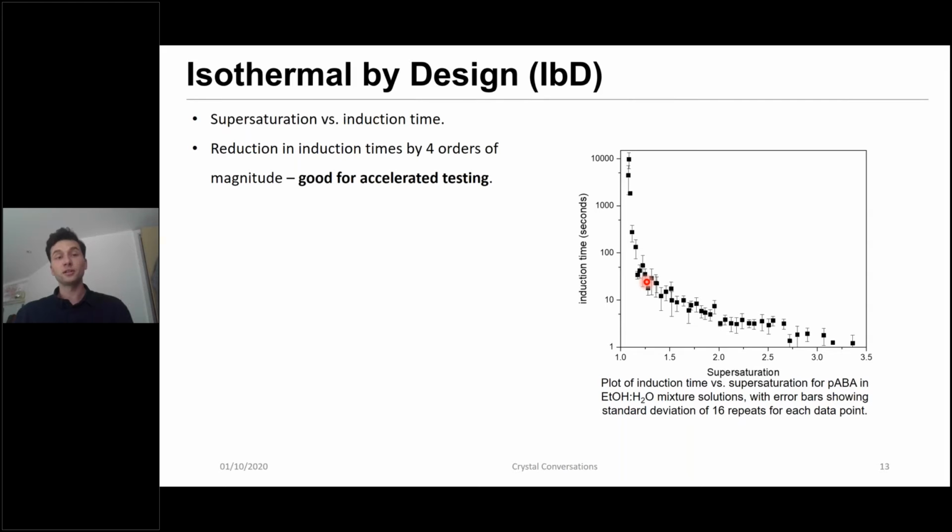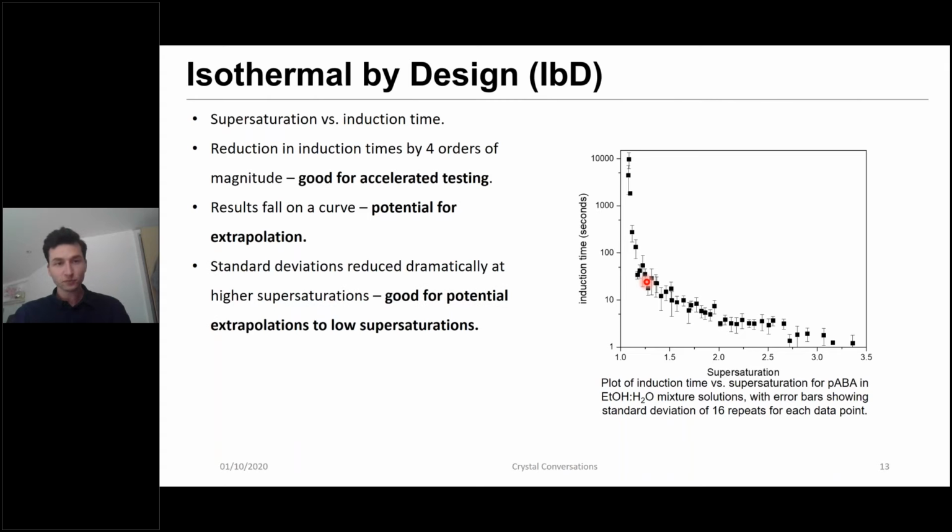So overall, the reduction in induction times was around 4 orders of magnitude, and that's great if we want our accelerated testing capabilities. What's also very nice is you'll notice that results fall on one single curve. So we're talking about extrapolating from high to low supersaturations. This is great. It's showing supersaturation dominates, and it's creating this linked system throughout.